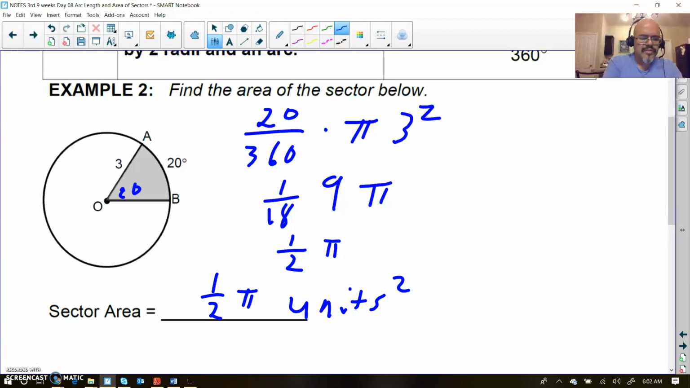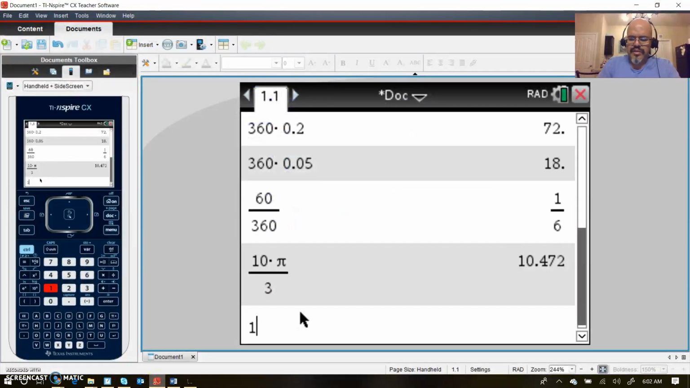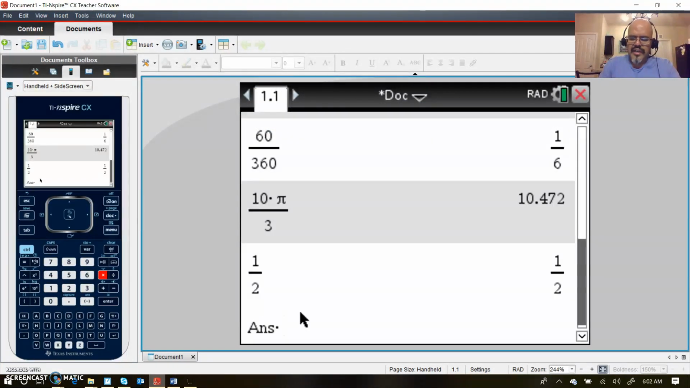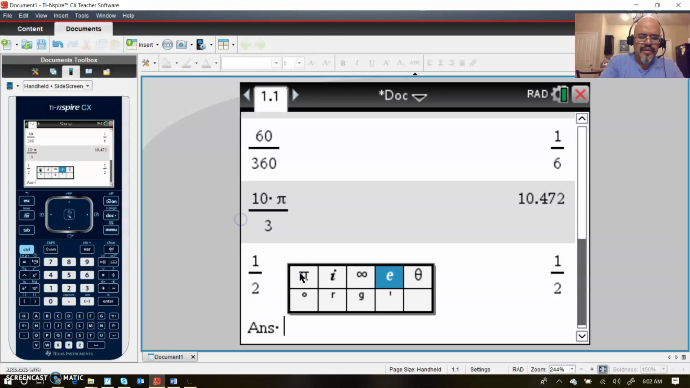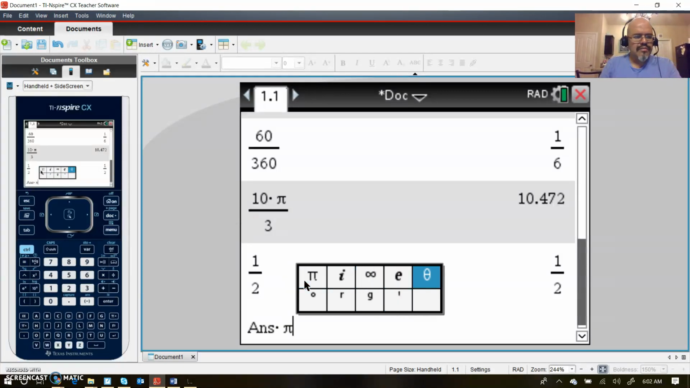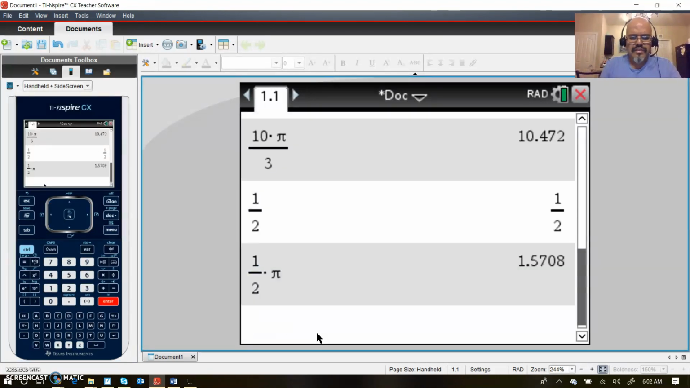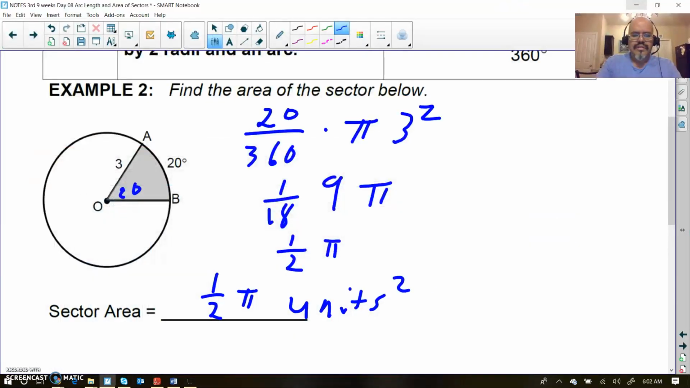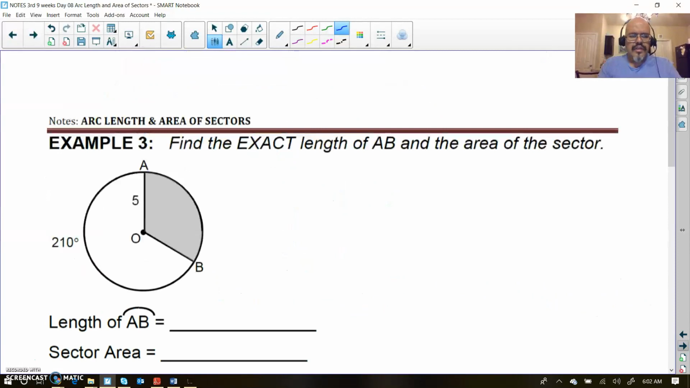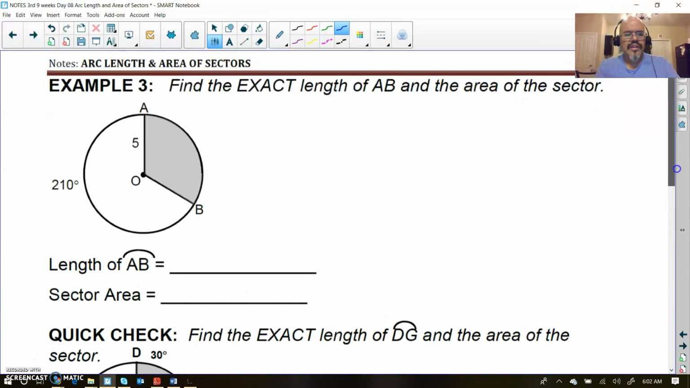And if I do the approximate, that's going to be 1 divided by 2 times pi. So if I do that, I'm going to get my pi. I do not know why it does that. Acts like a troubled child on crack. Alright, so 1.57 squared.